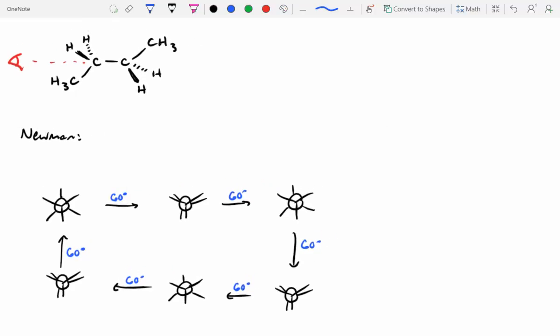So again, we want the first Newman projection to look a lot like this, and we're looking down it like that. We want to transpose this into a Newman projection. Does that kind of make sense? Once you think you've got all 6, give me the thumbs up.